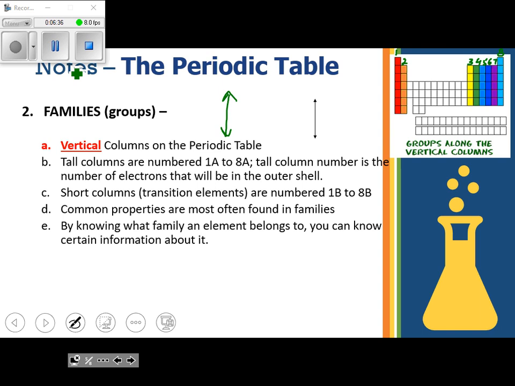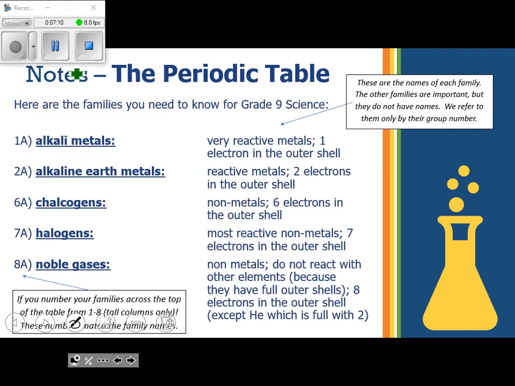So these short columns, the ones that are in white here, could be numbered 1B to 8B, but we're not going to really deal with them. They're called the transition metals, and they've got a wide variety of properties, and you'll see those more in grade 10 science. But common properties are most often found in families. Lithium has similar properties to sodium, which has similar properties to potassium. So by knowing what family an element belongs to, you can know certain information about it. You are responsible to know some of the families on the periodic table.